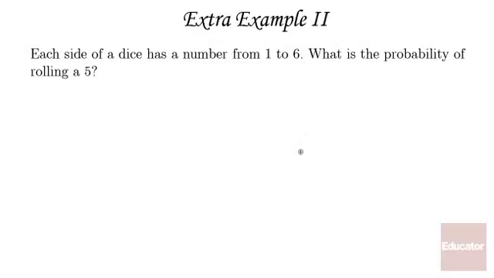The next example: each side of a dice has a number from 1 to 6. What is the probability of rolling a 5? Now we know what a dice is, right? It's a cube that looks like this. Each side has a number, usually represented by dots. One side will have 1, the other side will have maybe 2, one side will have 3, another side might have 4, like that. So there are 6 sides, and each side has a different number of dots.